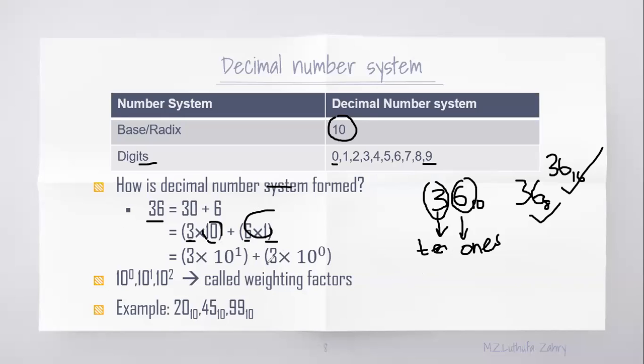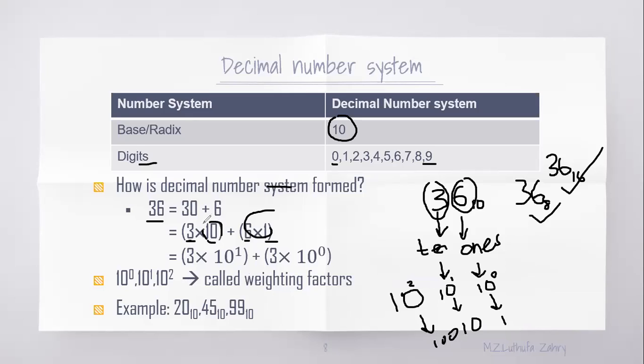This ones place is denoted as 10 to the power 0, and this tens place is denoted as 10 to the power 1. The hundreds place will be denoted as 10 to the power 2. 10 to the power 1 will be 10, 10 to the power 2 will be 100. So that's how the place value of a number is formed, right?